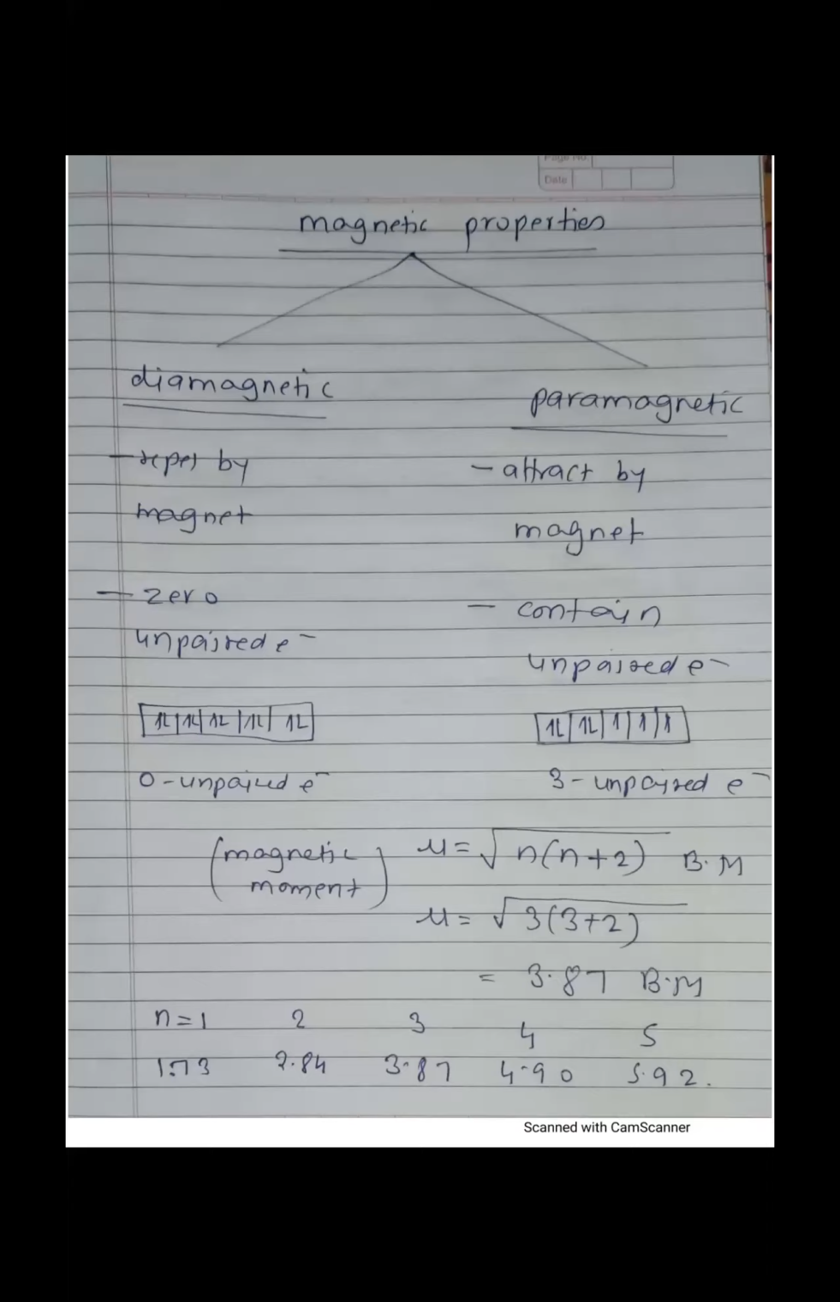I have sent you the full form of BM, that is Bohr magneton. Mu is equal to the square root of n into (n plus 2), where n is the number of unpaired electrons. If I take the value of n as 3, I get 3.87 on solving.